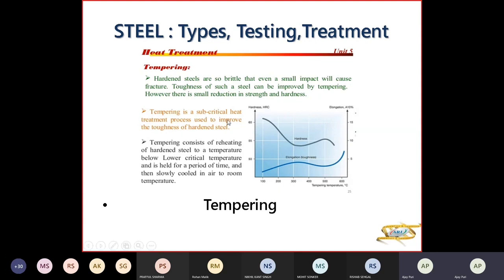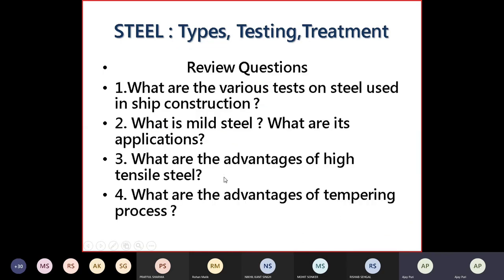So this is a subcritical temperature heat treatment because you are doing it much below your eutectoid temperature, improving the toughness of hardened steel. It consists of reheating hardened steel to a temperature below your lower critical temperature, held for certain time, and slowly cooling in air to room temperature. That is your tempering.